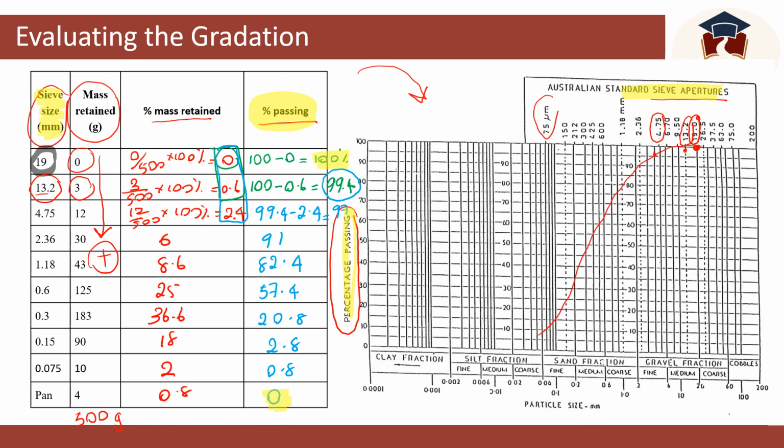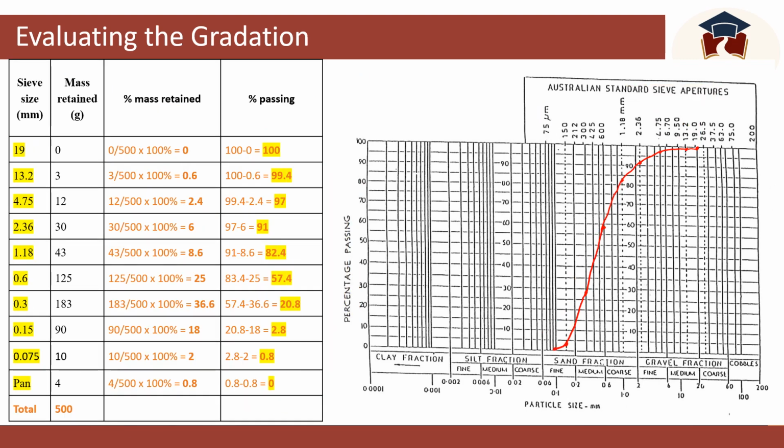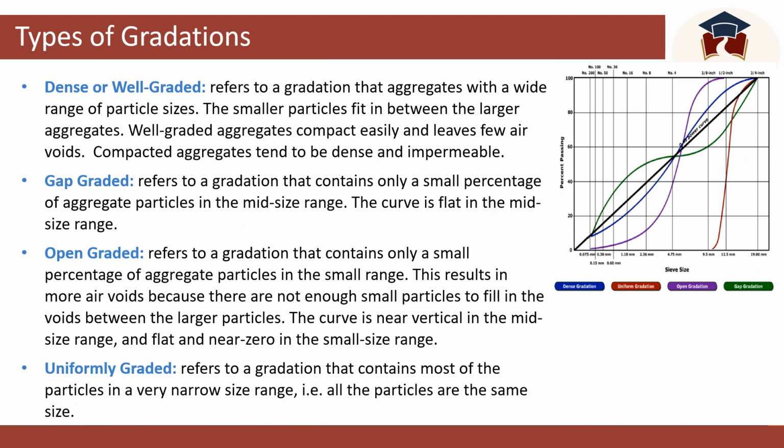Depending on the shape of the graph, we can determine what kind of gradation that we have. You can see all the calculations and the graph here. Now let's look at how we can determine the type of gradation just by looking at the gradation graph. We'll start with the well graded or the densely graded, where in the densely graded aggregates, we have particles in different sizes. So if I draw the particle sizes, we have particles in all of these sizes.